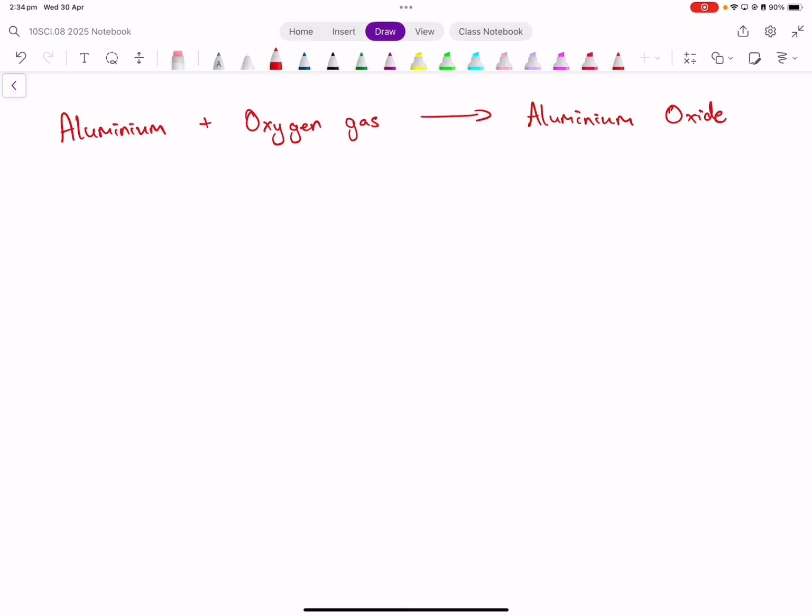All right, here we go. So, on your page right now, what have I just written up the top? What kind of equation do we call this one? This is the word equation. Why? Because it's a whole bunch of words.